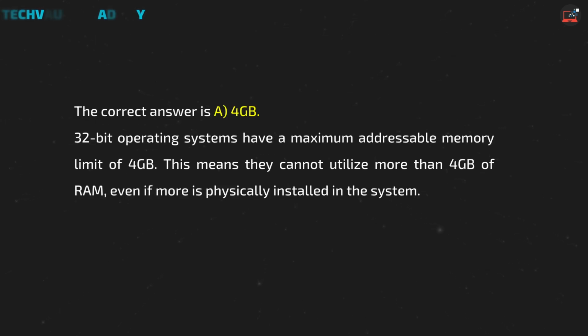The correct answer is A. 4 GB. 32-bit operating systems have a maximum addressable memory limit of 4 GB. This means they cannot utilize more than 4 GB of RAM, even if more is physically installed in the system.